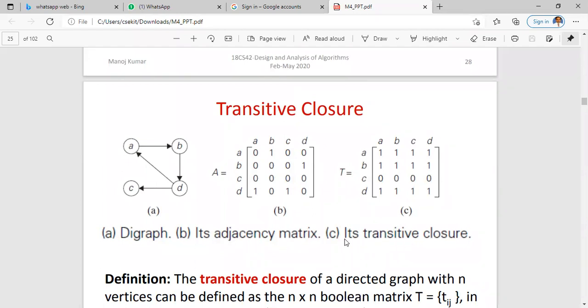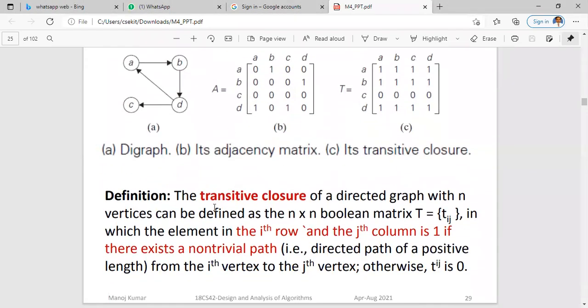Seeing that, now we have to write its transitive closure. So how to write the transitive closure? You can go through this particular definition. Before going for this, come for the transitive closure. The transitive closure of the directed graph with n vertices. How many vertices are you having here? 1, 2, 3, 4 vertices can be defined as an n cross n matrix. How many is n? Here it is 4, here it is 4. So 4 into 4, 16 elements you are having here.